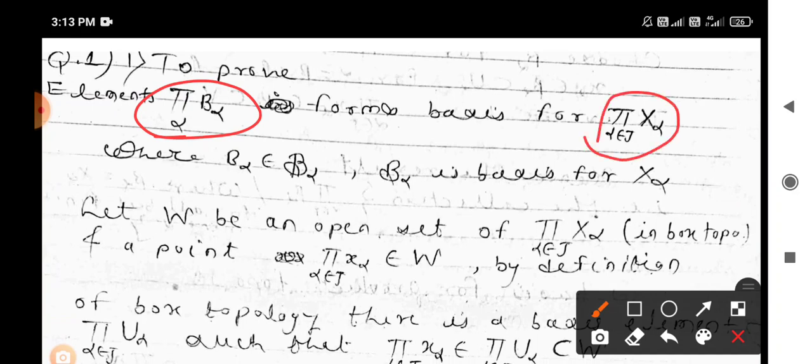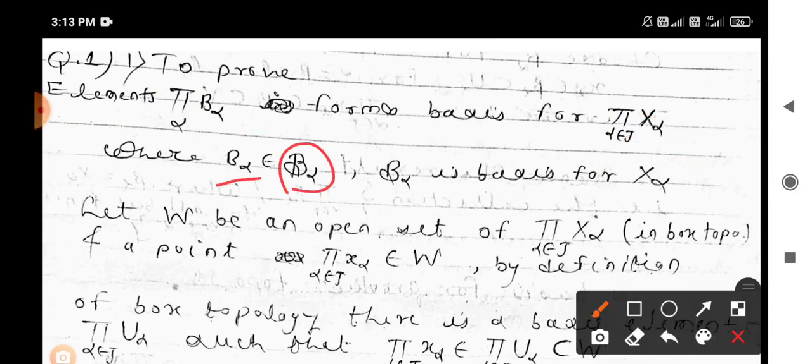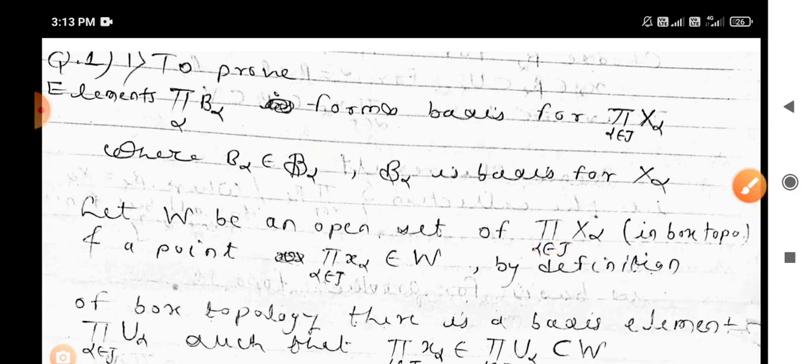Now clearly we see that this notation is for product topology when J is a finite collection. But here J is an index family, so this collection denotes the basis for box topology. Here B alpha belongs to curly B alpha, which is a basis for X alpha, and let W be an open set in box topology, and a point product of X alpha belongs to W.